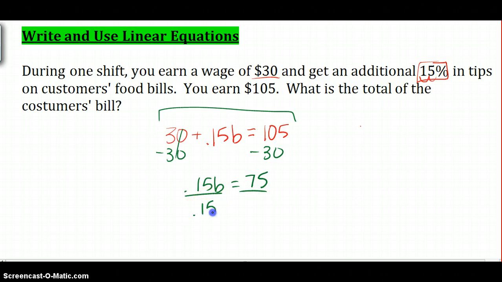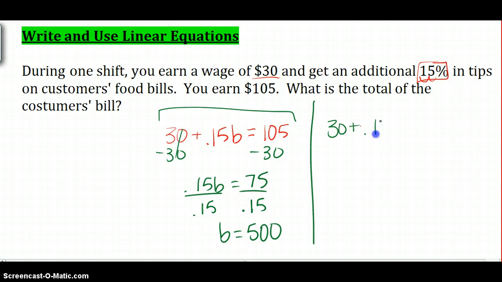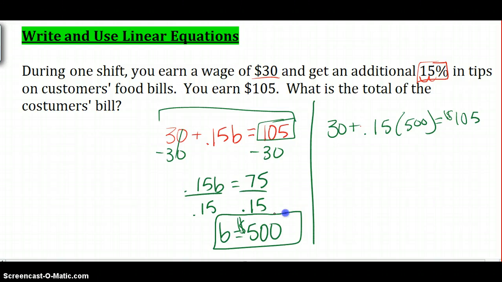Then divide by 0.15. And you should get the bill to be $500. Now to double check to see if you're right, if you plug that in for B, you should get $105. So check to see if you're right. Plug in $500 to see if the bill was $500, would you earn 105? And when you type that in, using order of operations, you should get 105. So $500 is the correct answer.